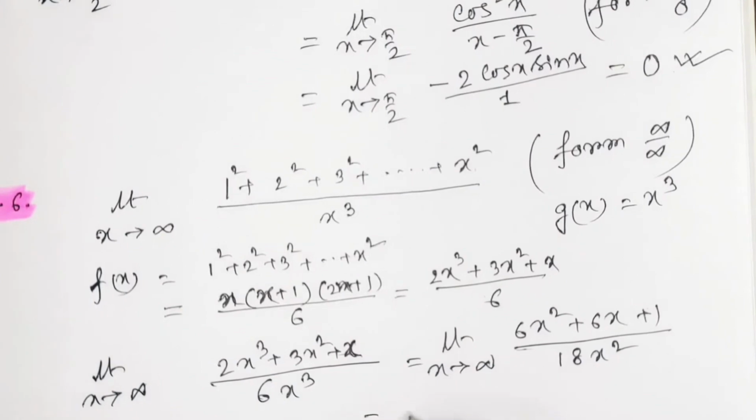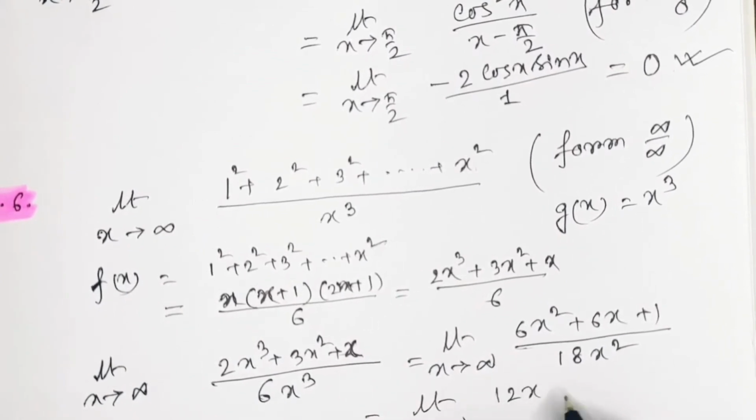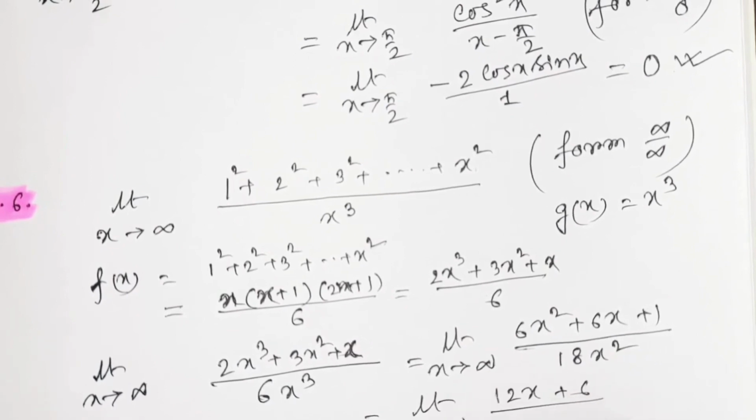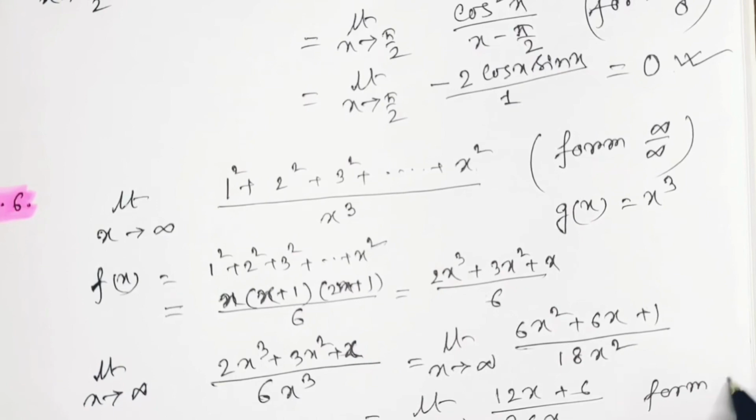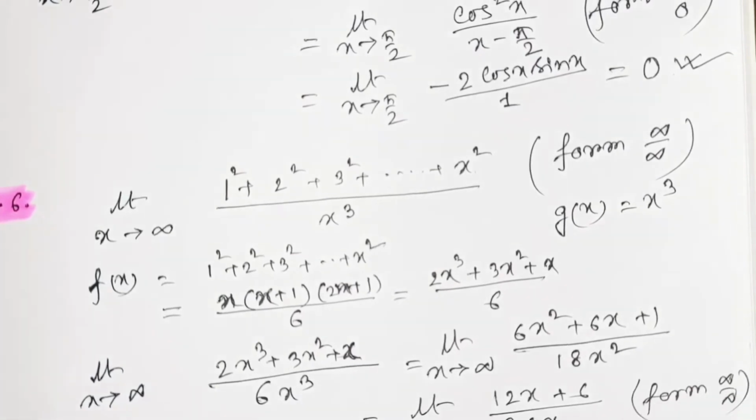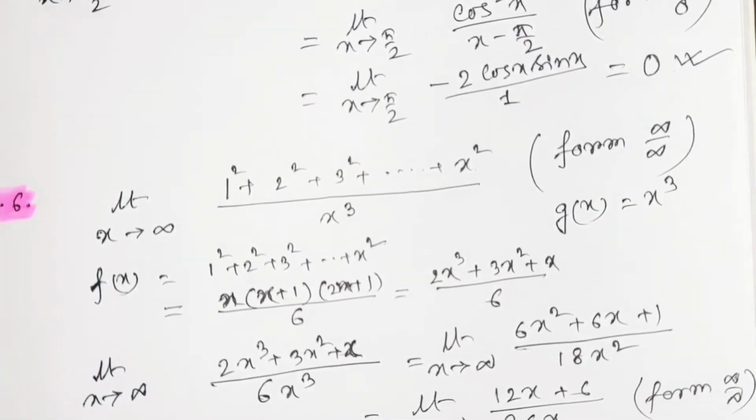So we take the derivative again. If we take the derivative again, then it is 12x plus 6 divided by 36x, which is again in the form of infinity by infinity. So one more time we should take the same process.